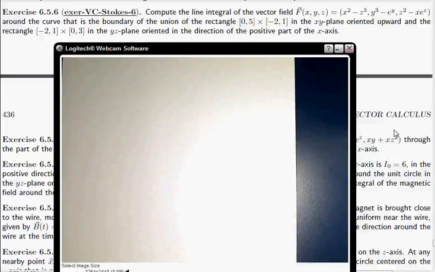Okay, so let's see. We're trying to compute a line integral of some vector field here. First, let's draw up what the curve is. Well, the curve is the boundary of something. So the first thing I'm going to do is forget about the boundary curve. Let's just draw the something.